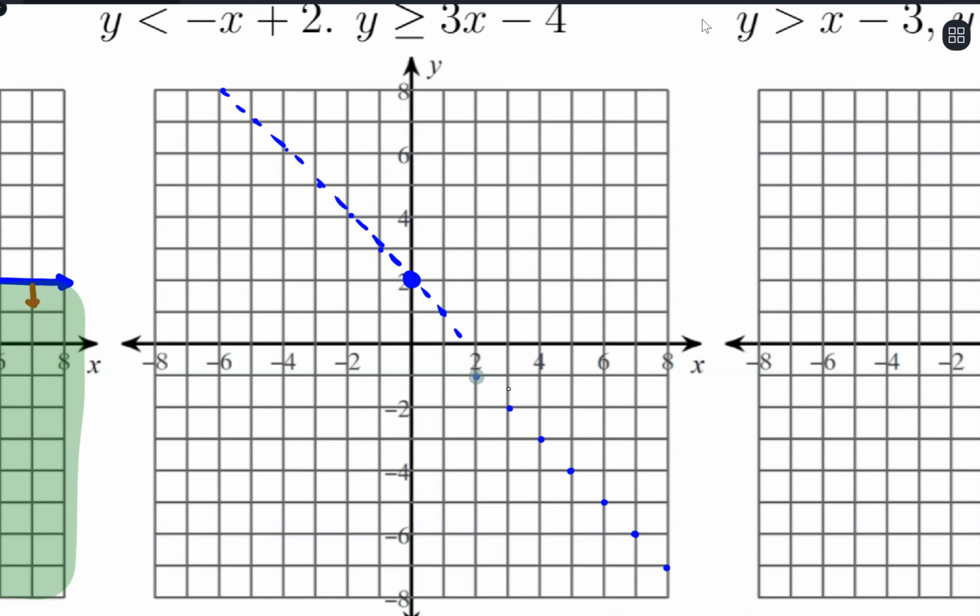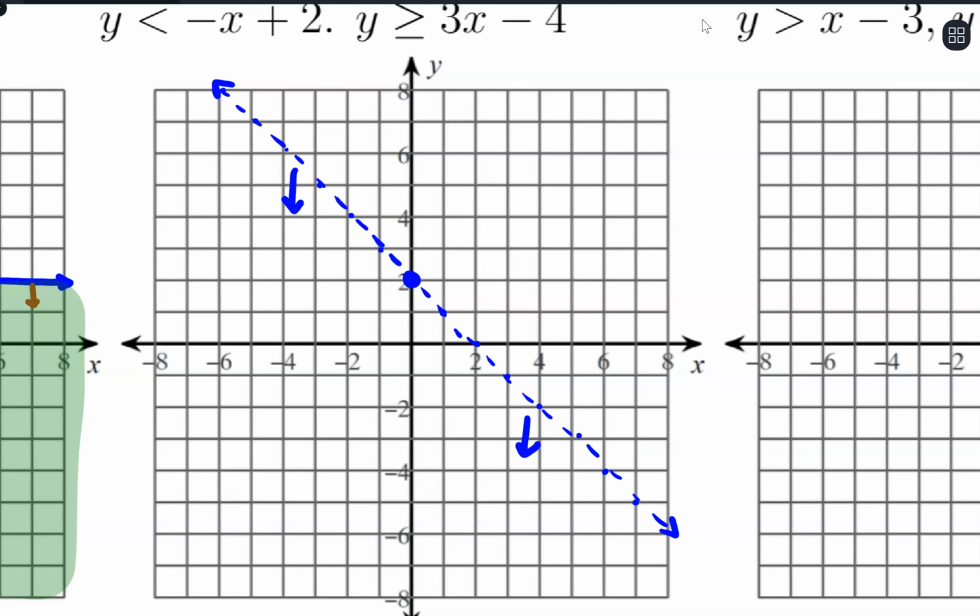That's why I like to use more than one dot, because sometimes it can mess up. There we go. All right, so there's our dashed line for y equals negative x plus 2. And then we want less than, so we want to be shading below. And I'm just going to draw myself a few arrows to show we're shading below that.